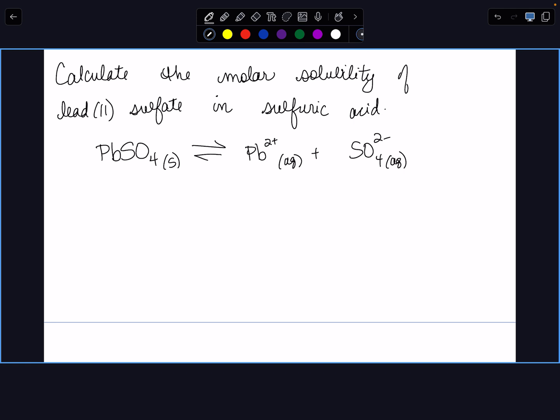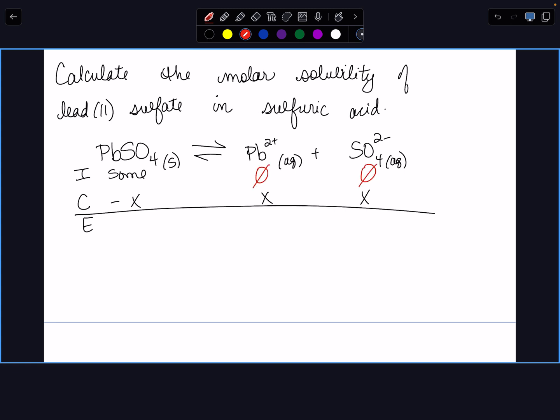Okay? So what we were doing last week is these ice tables, where we start with some lead 2 sulfate, X amount ionizes, and we make X lead and X sulfate, and that's how we ended up with an X squared expression. But what we assumed when we're doing it in water, and we assumed correctly, is that we're not starting out with any lead or any sulfate, because when it's in water, there are no other ions there. But this one's not in water. This one's in sulfuric acid.